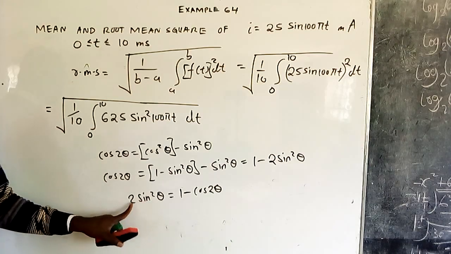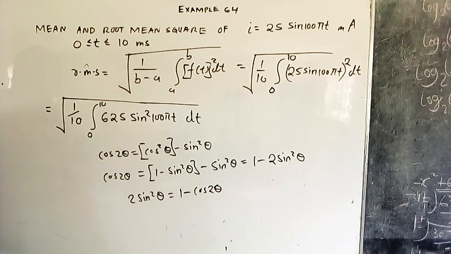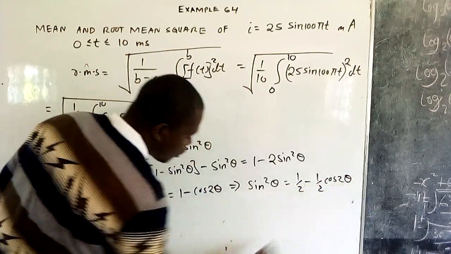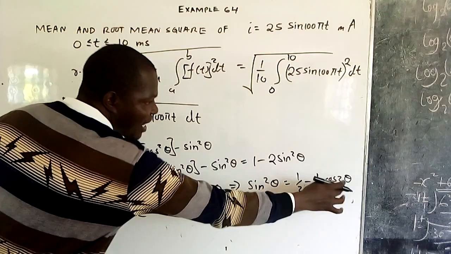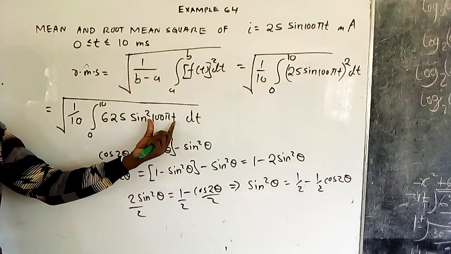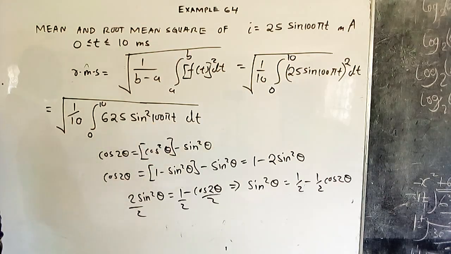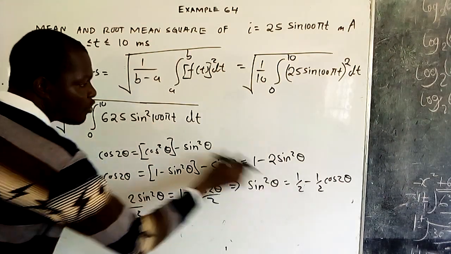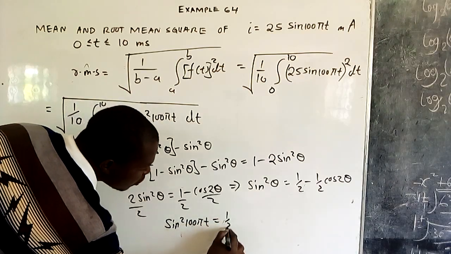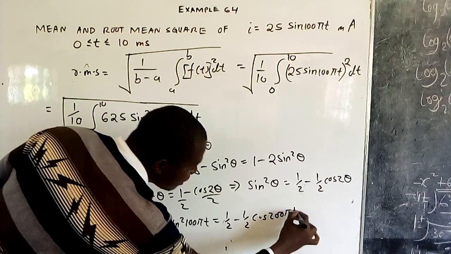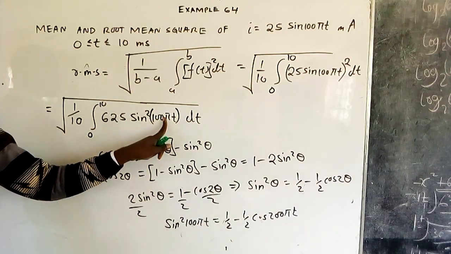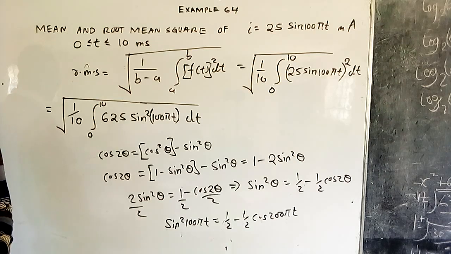Are we together? So you divide both sides of the equation by 2. This implies that sine squared theta is a half minus a half cos 2 theta. But what do we have? We have sine squared 100 pi t. Where there is theta, you put 100 pi t. So sine squared 100 pi t is equal to a half minus a half cos 200 pi t, because 2 times 100 pi t. We are substituting 100 pi t for theta. Are we together? Yes.